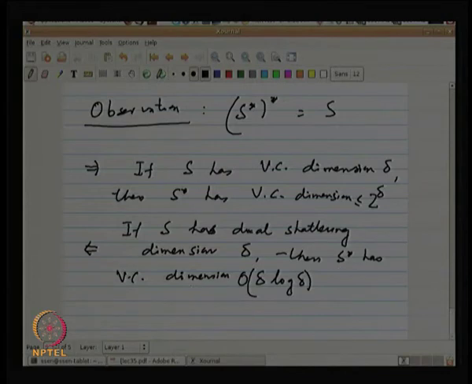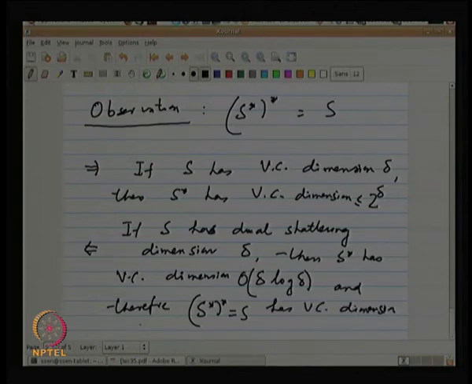So, S star has VC dimension this, and according to the previous statement, S star star, that is equal to S, has VC dimension 2 to the power delta log delta, which is about delta to the power delta. Again, it is only establishing the finiteness of this. Okay. So, let me stop here today.